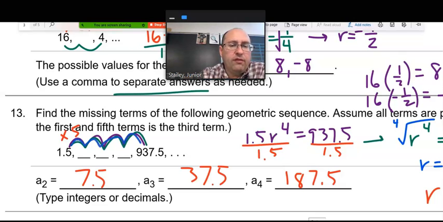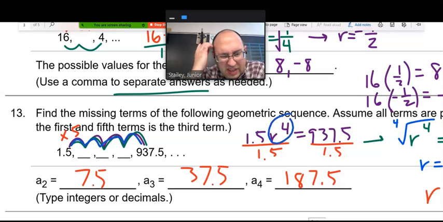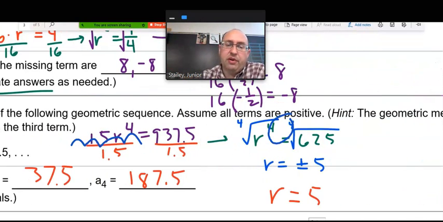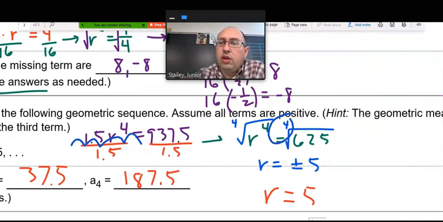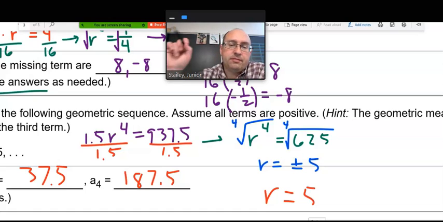1, 2, 3. Sorry, 4 times. That's why we have r to the 4th. And we divide out the 1.5 because we start with 1.5. We end up with 937.5, and we divide by 1.5. That gives us 625. And then we take the 4th root to get rid of the 4th power, which gets me down to plus and minus 5.